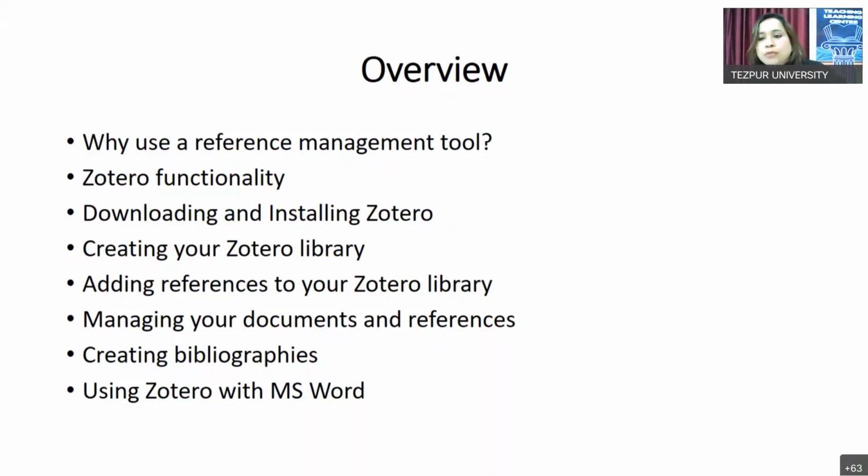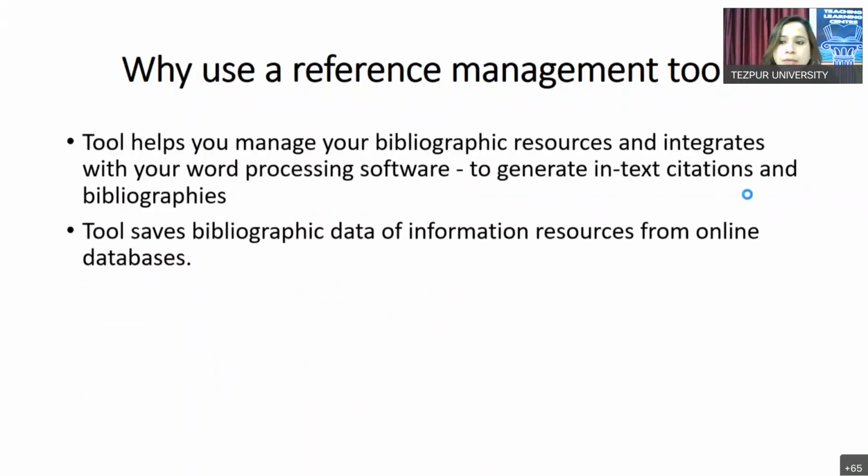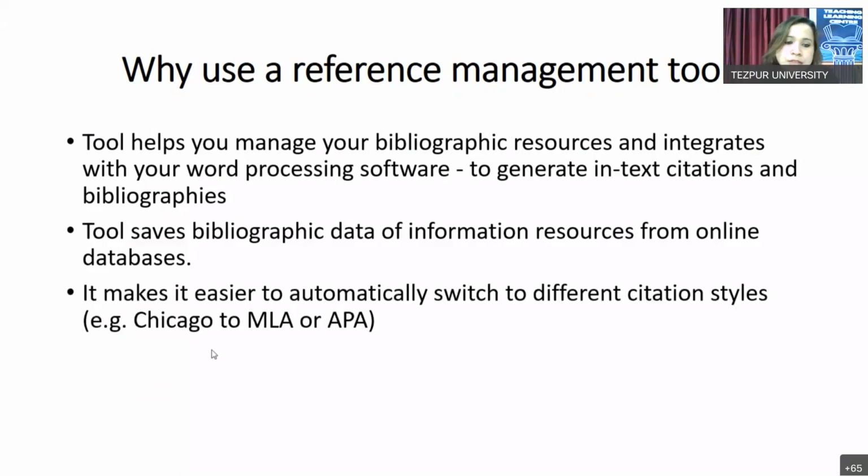But here we will just focus on one of the open source reference management tools that is called Zotero. So first, let us discuss why use a reference management tool. These tools manage your bibliographic resources and integrate with your word processing software to generate in-text citations and bibliographies. This type of management tool saves bibliographic data of information resources from online databases. The next one is it makes it easier to automatically switch to different citation styles.